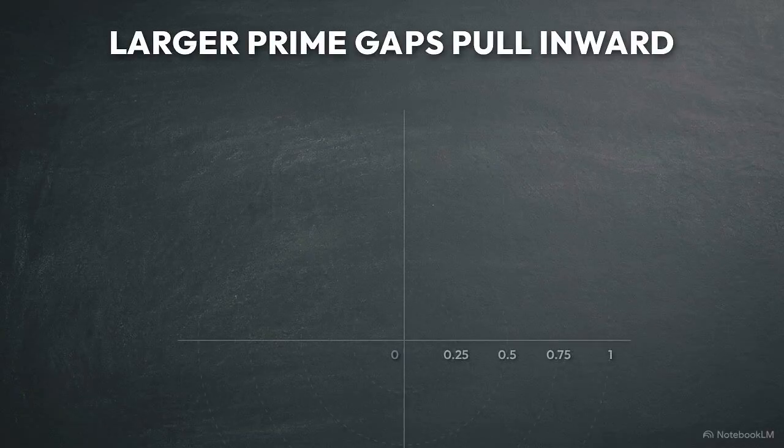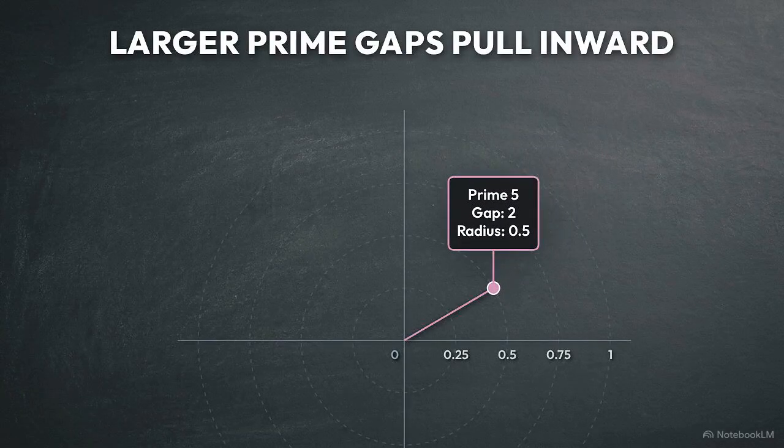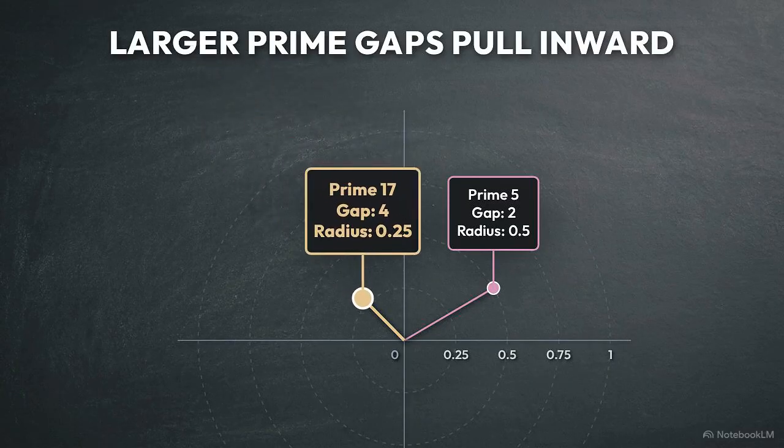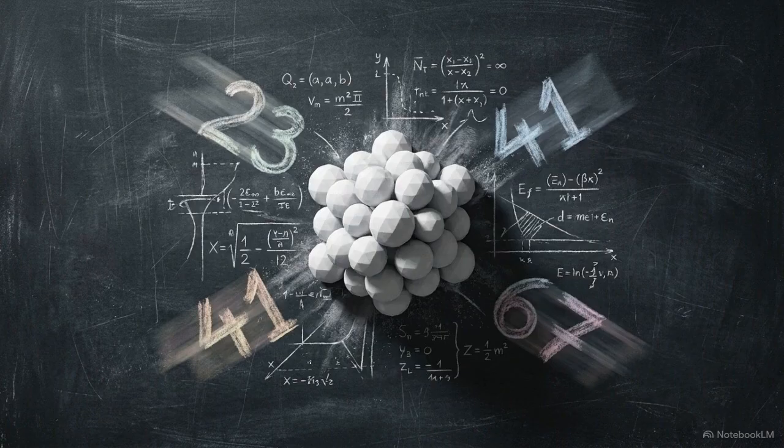Test prime 5 on our polar grid. The gap from the previous prime, 3, is 2. The radius is the reciprocal, 0.5. A gap of 4, like between 13 and 17, yields a 0.25 radius, pulling the point closer inward. This mapping creates an inward growth. Instead of a number line stretching off into infinity, massive gaps are physically compressed into a tight central core.